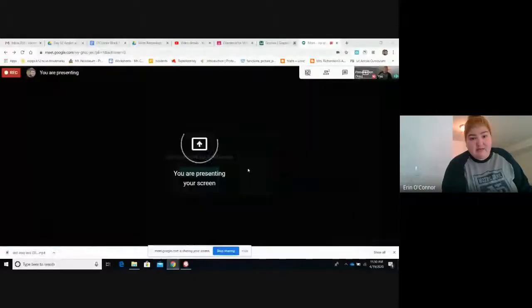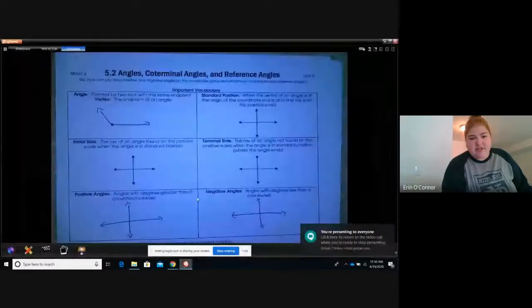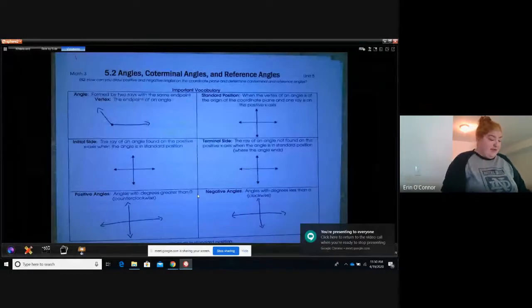We're going to stick with degrees today. So we're going to only do this in degrees. Eventually we're going to learn about radians as well, but today we're going to just stick with degrees. So we're going to look at angles, coterminal angles, and reference angles today.